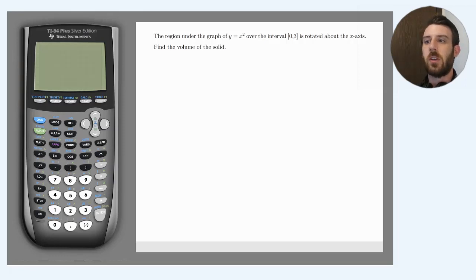So let's take a look at this question here. We have the region under the graph y equals x squared over the interval 0 to 3 is rotated about the x-axis, and we're being asked to find the volume of this solid. Well, we already know the structure of this equation.